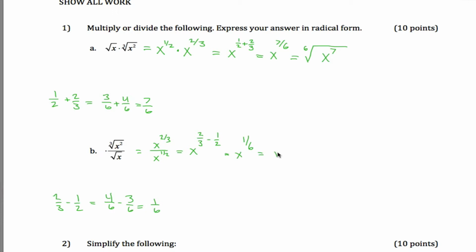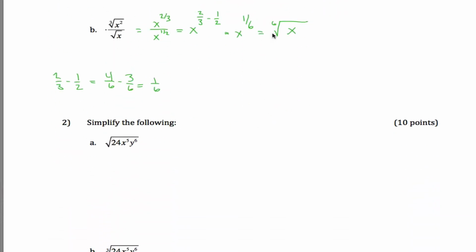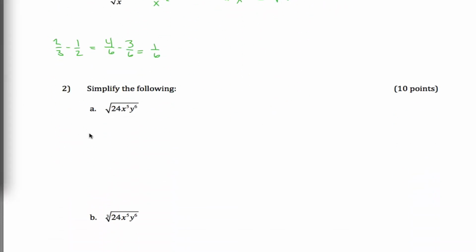It's just not written in radical form. In radical form, that's the 6th root of x. Those are my answers. All right, moving on.